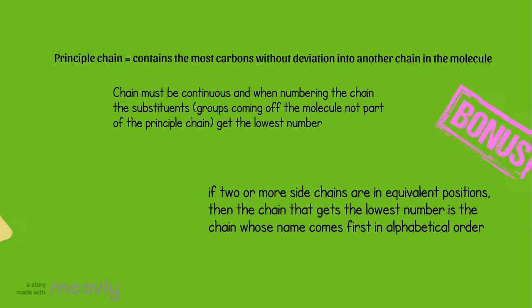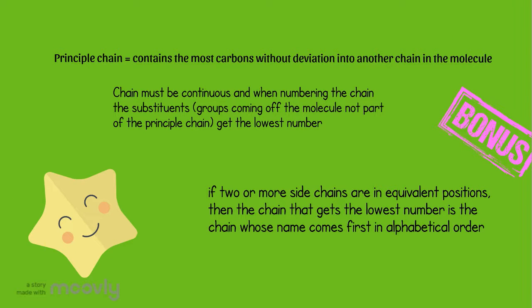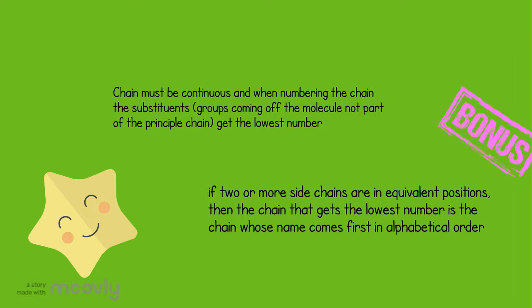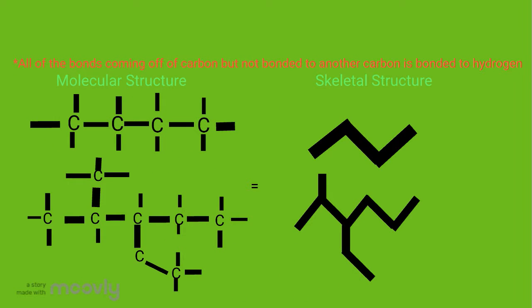In order to name alkanes, we must first identify the principal chain of a molecule. The principal chain is the part of the molecule that contains the most carbons without deviation into another chain. So here are a set of molecules. Can you identify the principal chain with the stated information?